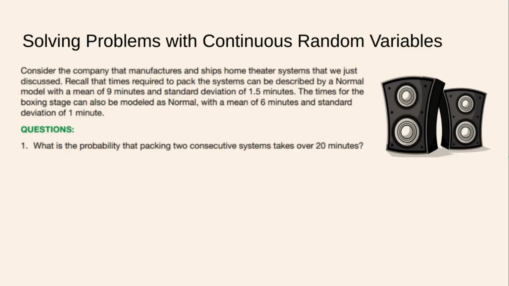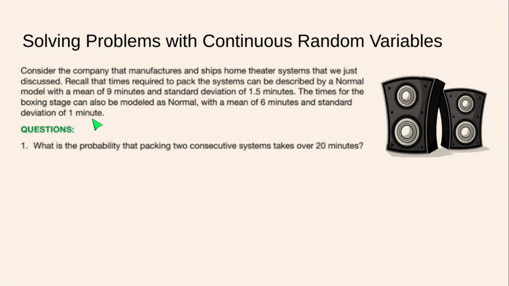So here's our first practice problem. There are a couple unnecessary lines in this problem, so I'm going to skip down a little bit. The times required to pack these home theater systems can be described by a normal model with a mean of 9 minutes and a standard deviation of 1.5 minutes. So the time to pack has a mean of 9 minutes and a standard deviation of 1.5 minutes. The times for the boxing stage can also be modeled as normal with a mean of 6 minutes and a standard deviation of 1 minute.